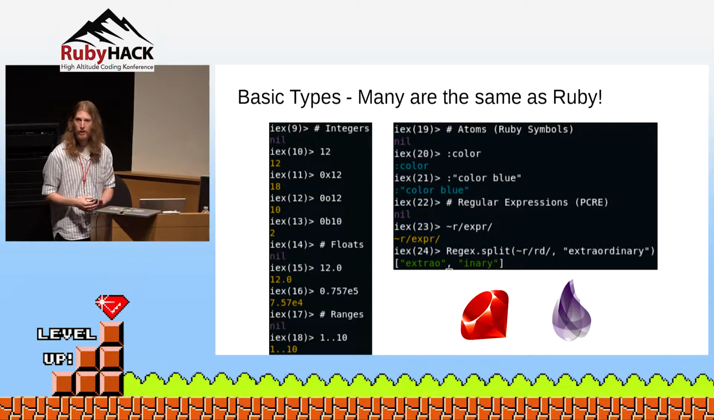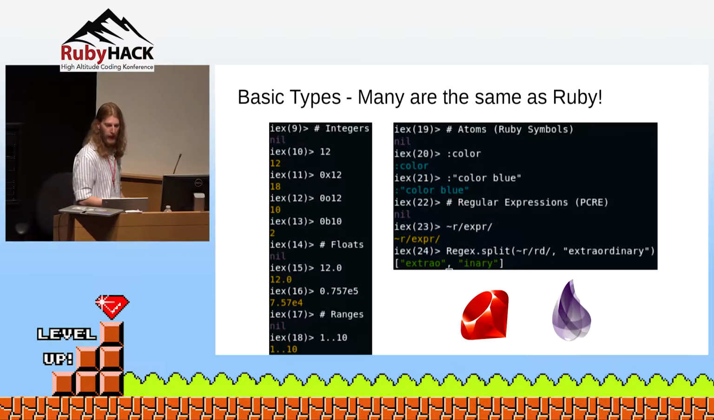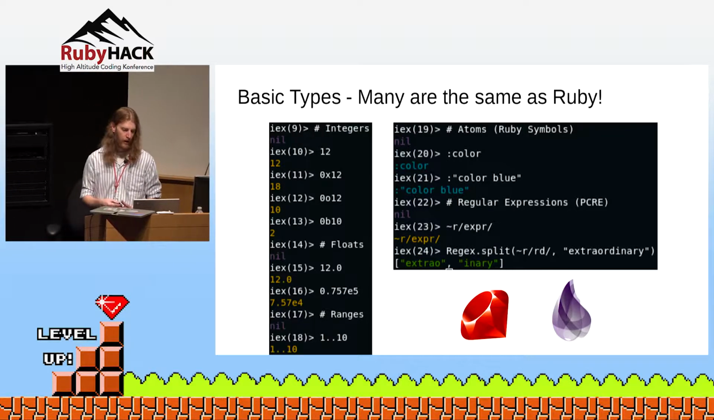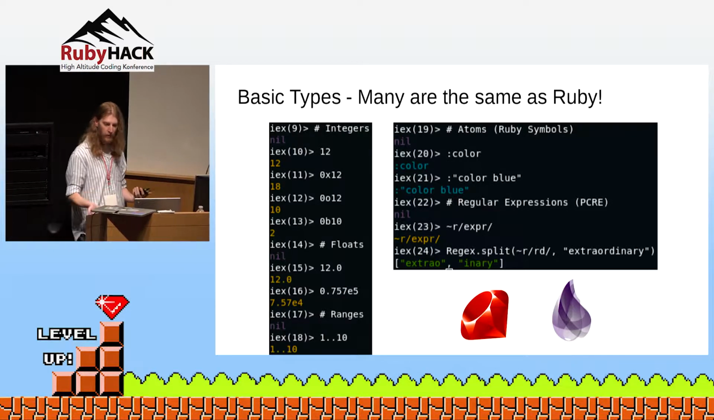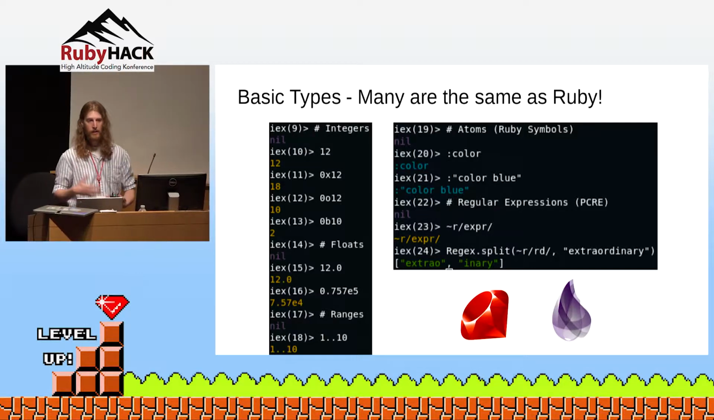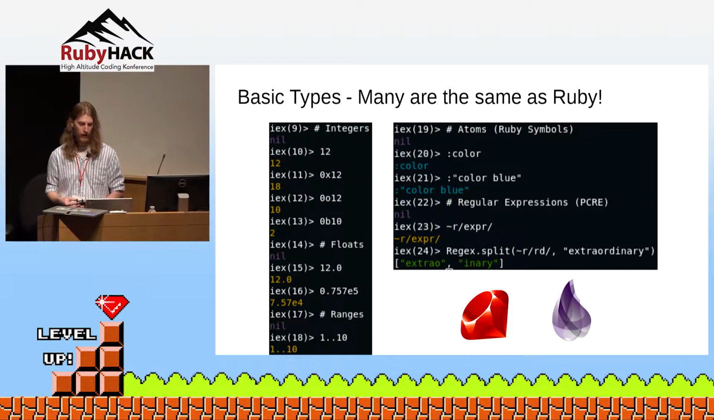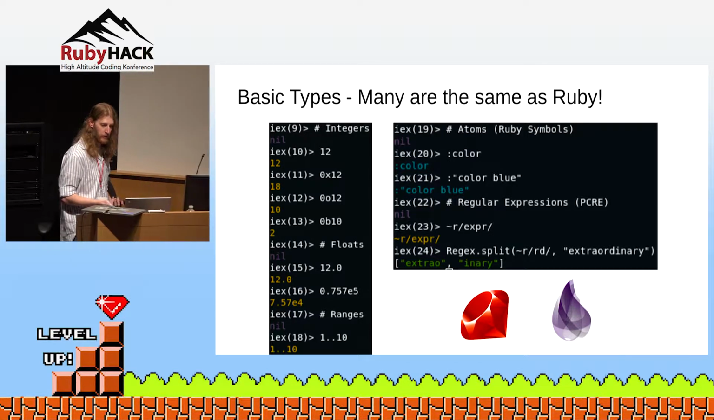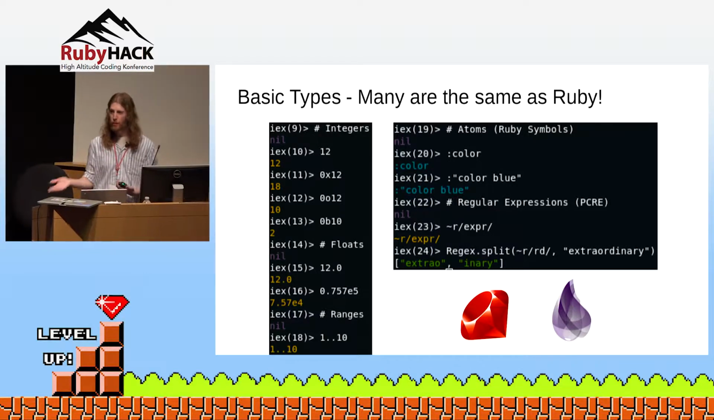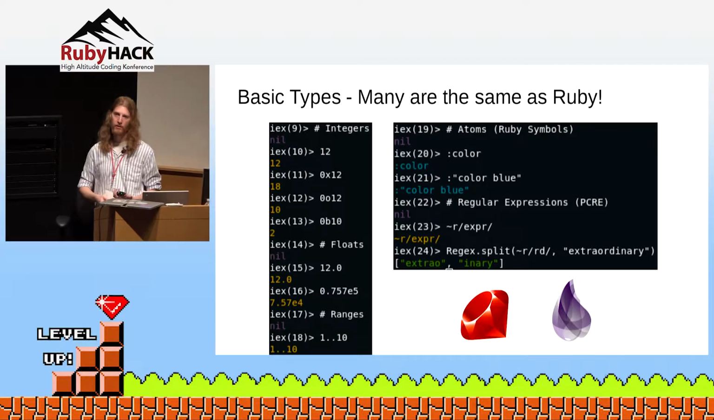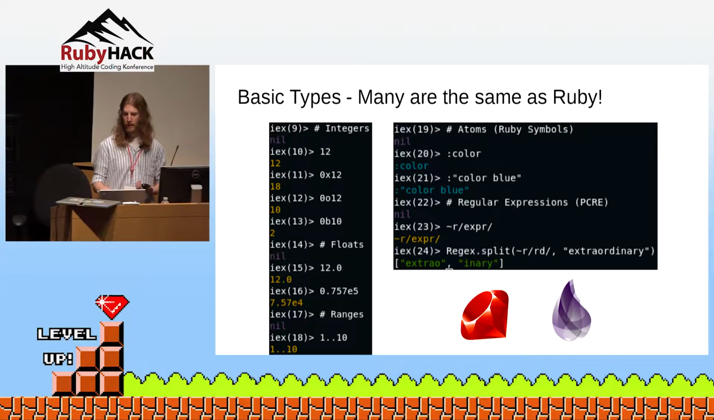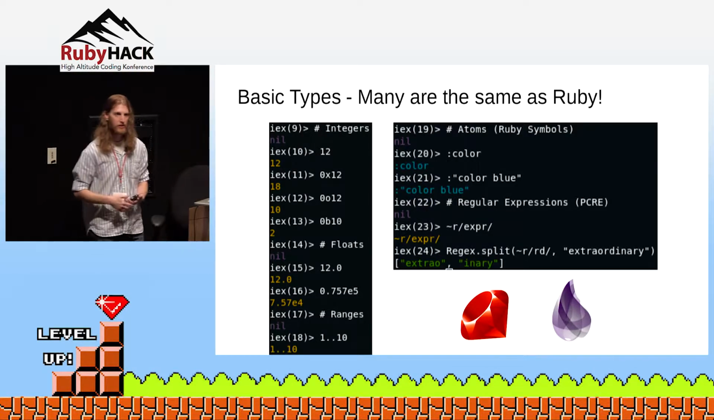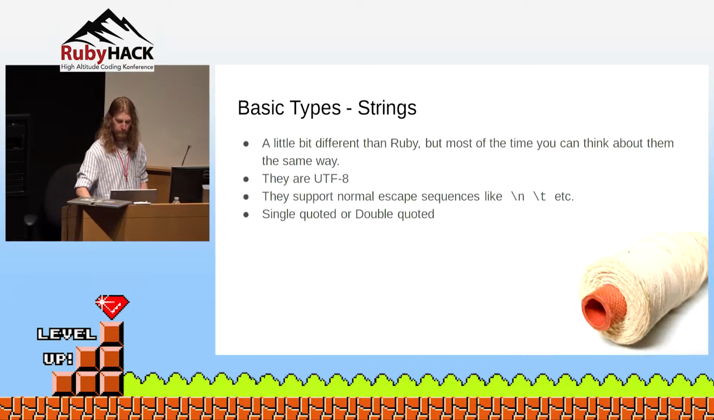Then we have atoms, which are basically Ruby symbols. And there are minor implementation differences, but for the most part, you can think of them as the same. And syntax is as you'd expect. Then we've got regular expression literals as well. These are PCRE, just like Ruby. And the syntax is slightly different because we're actually using Elixir sigils, which I'm not going to get into. But it's pretty darn close to Ruby, so it's really not difficult to adapt. Basically, there's this squiggly R in front of your slashes, and then it's Ruby.